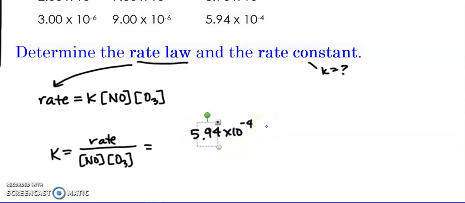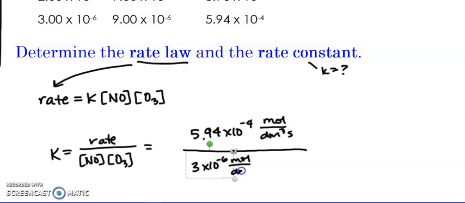I'm going to plug in the units because remember, k has specific units depending on the order. This is overall second order. If you have that memorized, great. If you don't, I'm just going to do the math here. So rate is moles per decimeter cubed per second. Then I'm going to divide it by 3 times 10 to the negative sixth moles per decimeter cubed, and 9 times 10 to the negative sixth moles per decimeter cubed. Unit-wise, moles per decimeter cubed, the only one on top and one of the bottom ones cancel out.